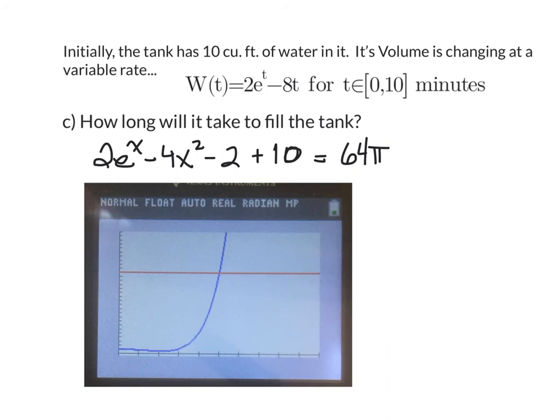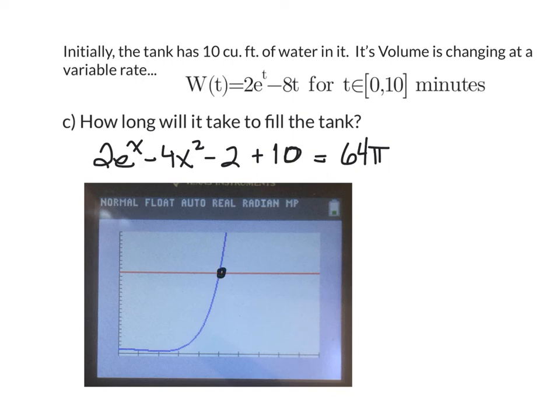Now, using the graphing calculator, we can solve this equation fairly easily. Trying to do it by hand is a lot more difficult. So in the blue, I've graphed the left side of my equation, the 2e to the x minus 4x squared plus 8. The red line that's there is 64 pi.